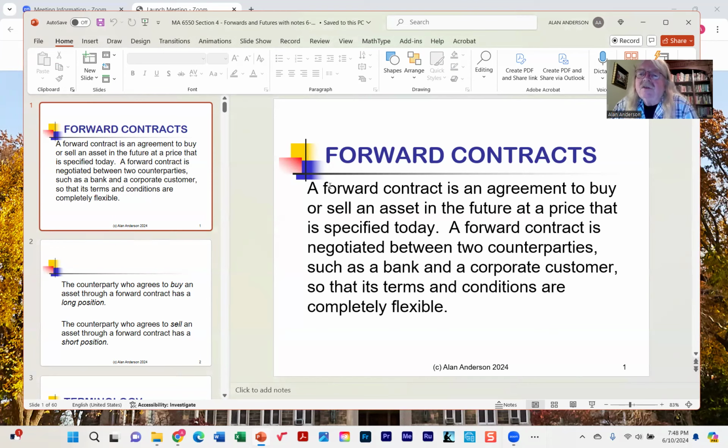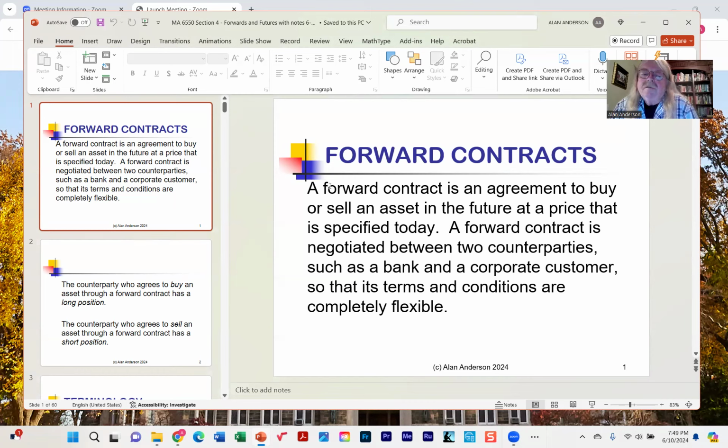But forward contracts are a very straightforward idea. It's simply an agreement between two counterparties, which they agree in the future to buy or sell an asset at a price that's settled on today. So imagine yourself making a deal to sell your car to your brother-in-law in 1 year at a price of $10,000. That would be an example of a forward contract. The reason why it's called a forward contract is because the transaction will not take place until the future, but the price is settled on today.